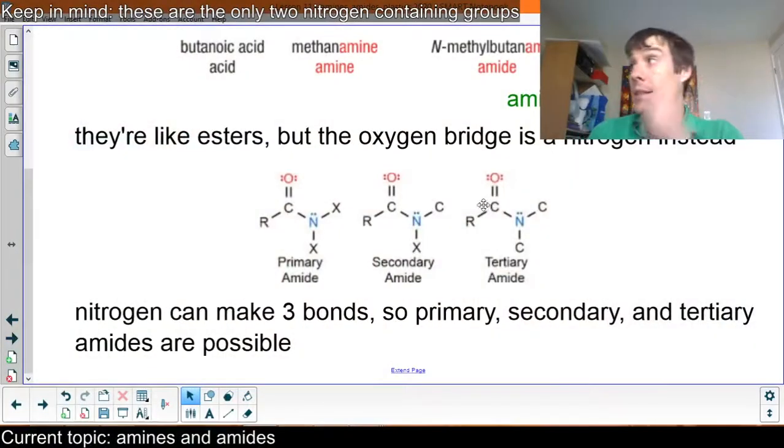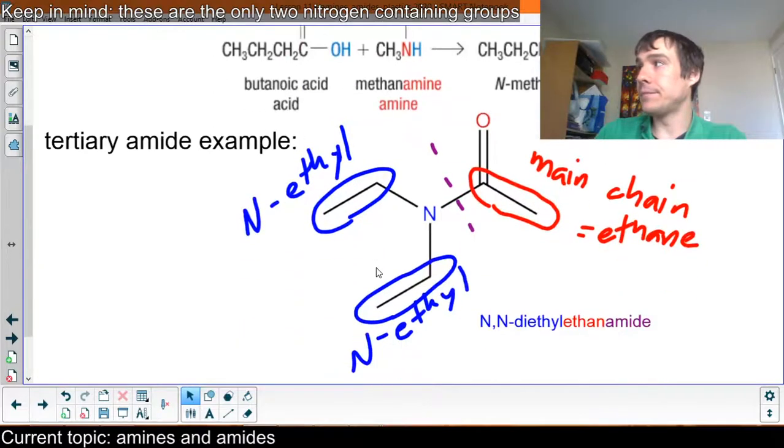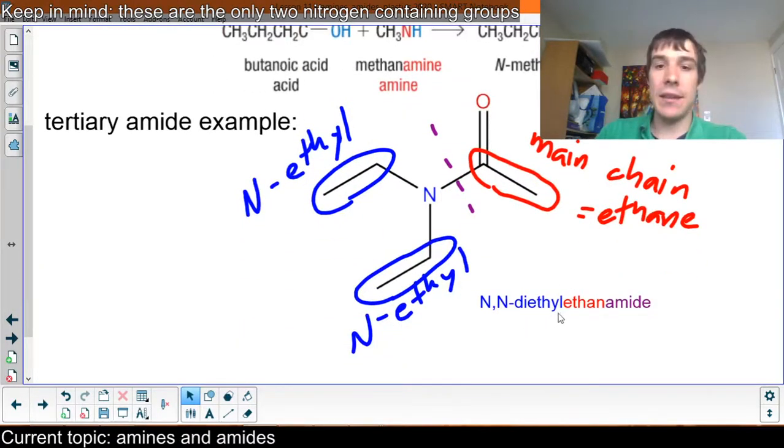Alright, so that's amides and amines. Let's talk about properties real quick. We're talking about naming amides. They're named for the carboxylic acid, so we already covered that. Here's N,N-diethylethanamide. Same kind of idea. You can have N-ethyl, N-methyl. You can do whatever you want there.